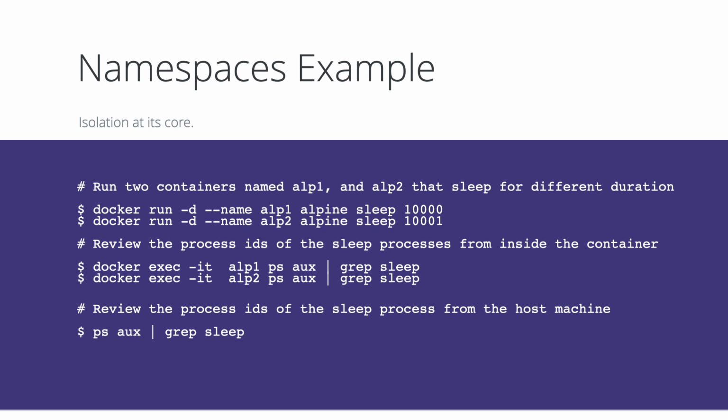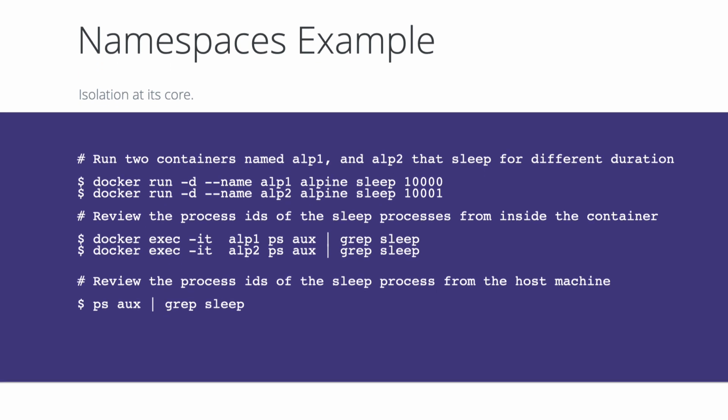We can then find out the process ID of the sleep processes from the host machine using ps aux, grep sleep. You'd notice that there are sleep processes that sleep for 10,000 seconds and 10,001 seconds respectively with different process IDs, but they are still on the host. When inside the container, alp1 only sees its own sleep process that sleeps for 10,000 seconds. Similarly, when inside the container, alp2 only sees its own sleep process that sleeps for 10,001 seconds.